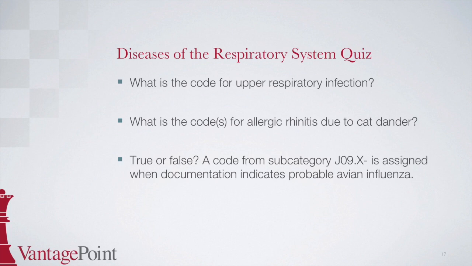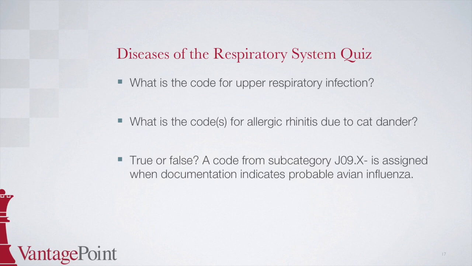The answer to the second question is J30.81, allergic rhinitis due to animal (cat) (dog) hair and dander. To locate this code, start at allergy, allergic in the alphabetic index, then locate dander, which has the terms animal and rhinitis in parentheses as non-essential modifiers, and this points to J30.81, which you would then confirm in the tabular.